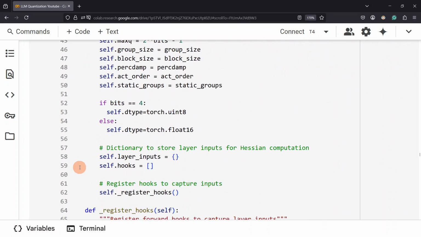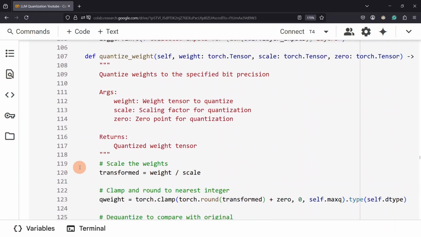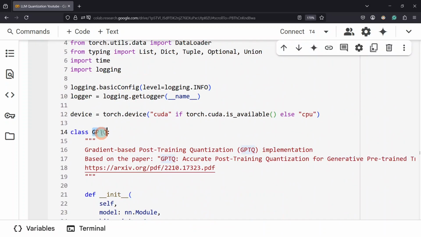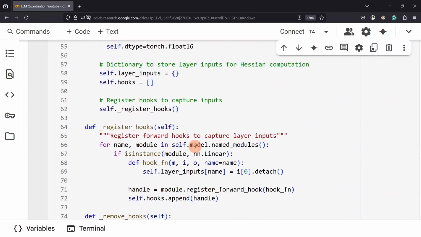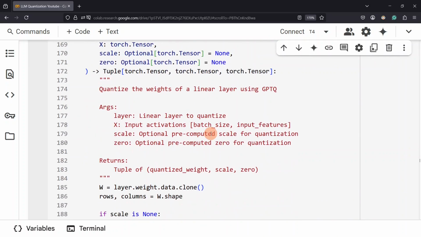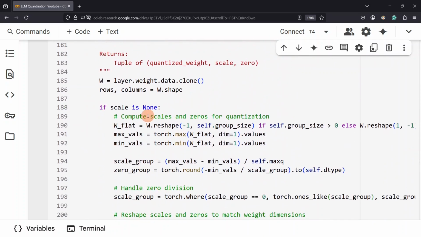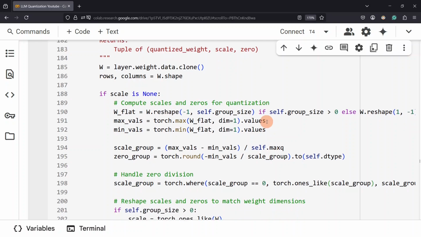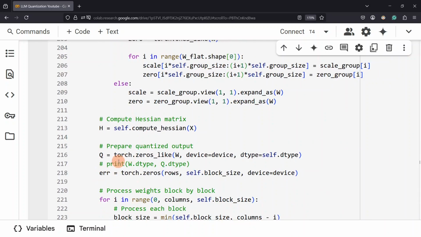If the code makes more sense to you, here is the code regarding that. So in Colab, I have created a GPTQ class. In the quantize layer weights method, we compute the scales and the zeros for the quantization. So we create a quantized output and an error matrix to store quantization errors within each block.